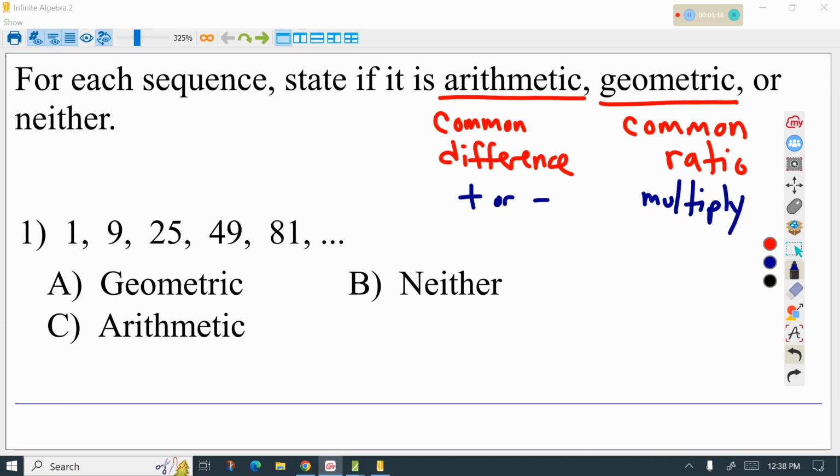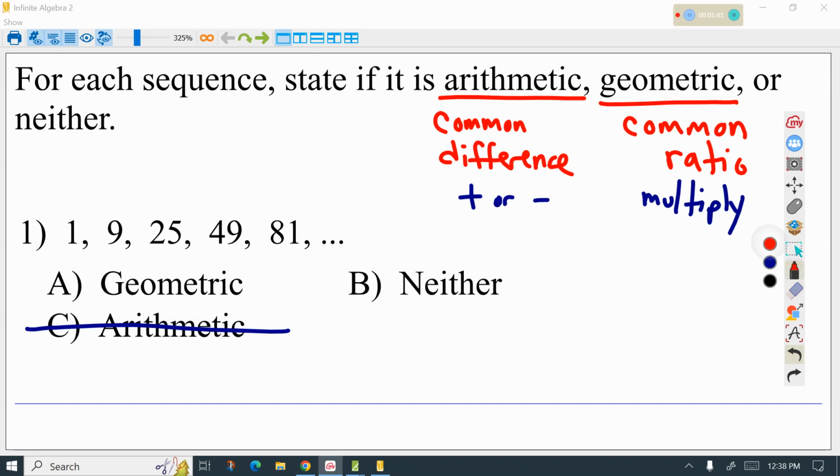So let's take a look. Is this adding the same thing every time? Well, 1 plus 8 is 9. So we want to see, is 9 plus 8 equal to 25? No, 9 plus 8 is not 25. So that means right away I can cross out arithmetic. This cannot be arithmetic because there's no common difference. It's not adding the same thing every time, right? 9 plus 8 is not 25.